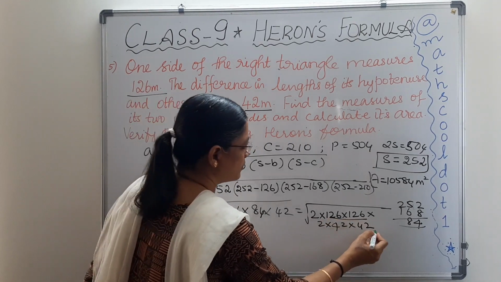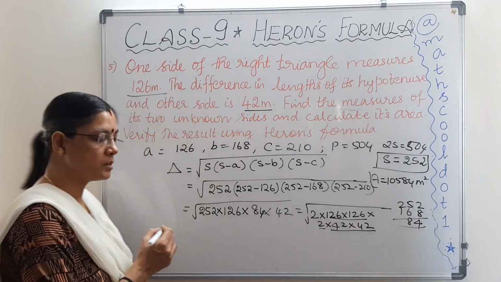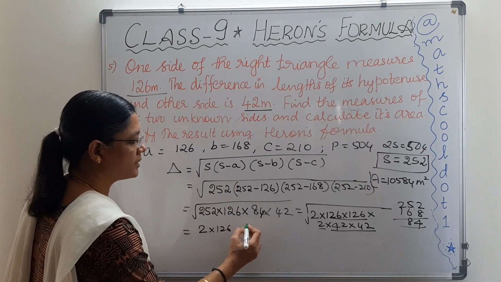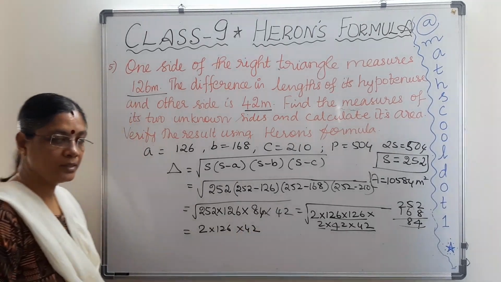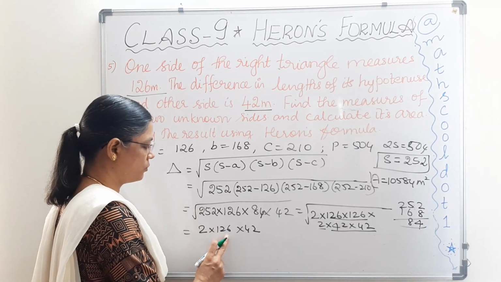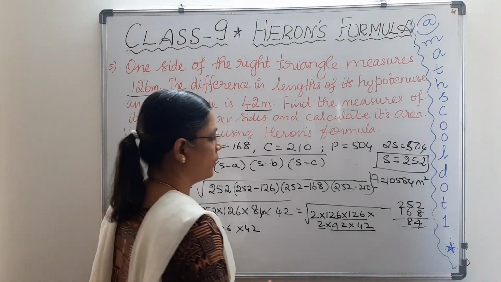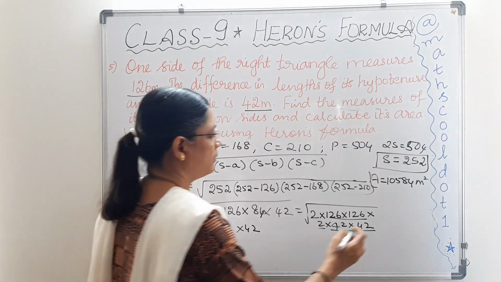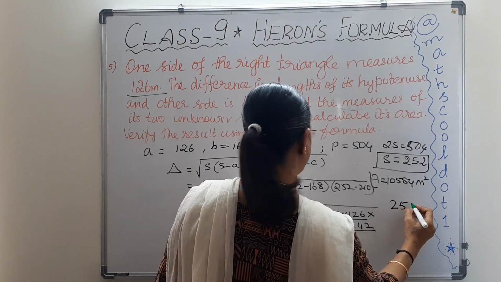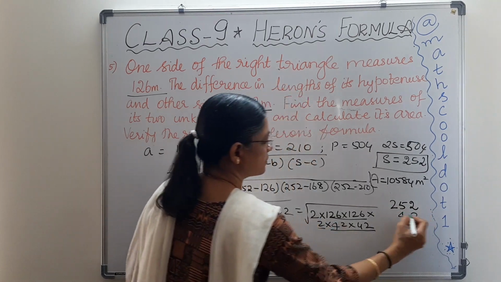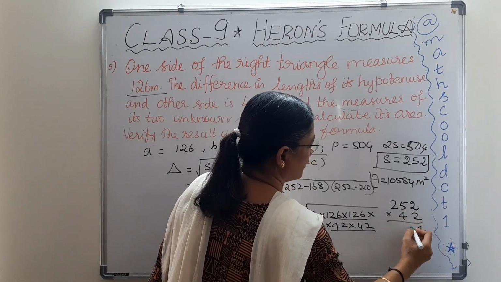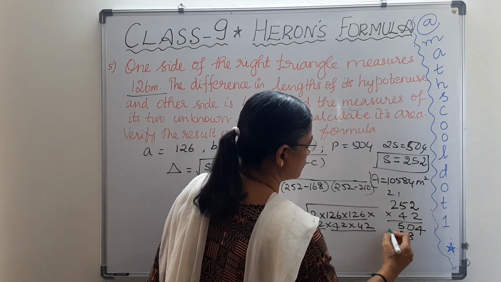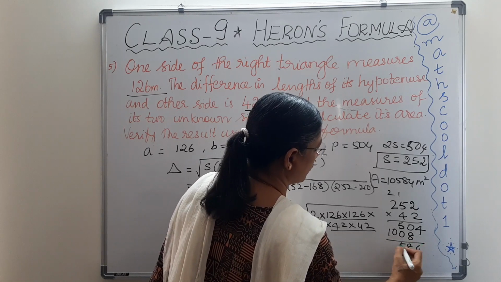See, the numbers which occur in pairs can be taken out from the square root. So I have 2, so I take 126 and 42. Isn't it? So now we have 126 into 2 into 42. So now we'll multiply this. 126 into 2 is 252 into 42. You just multiply these two. So 4, 10, 5, 8, 20, carry 2, 10. See, exactly we have got the answer, right?